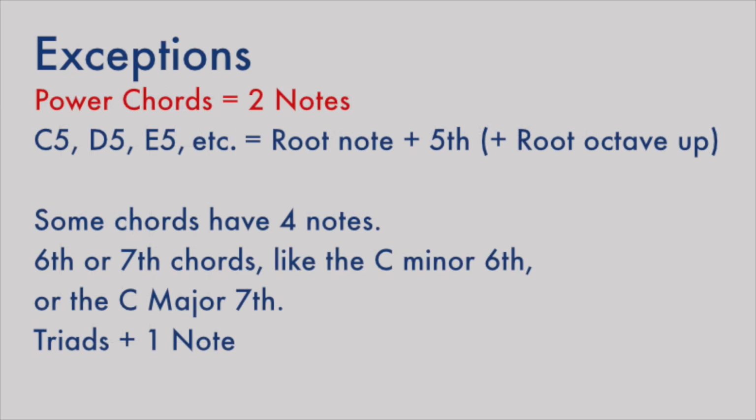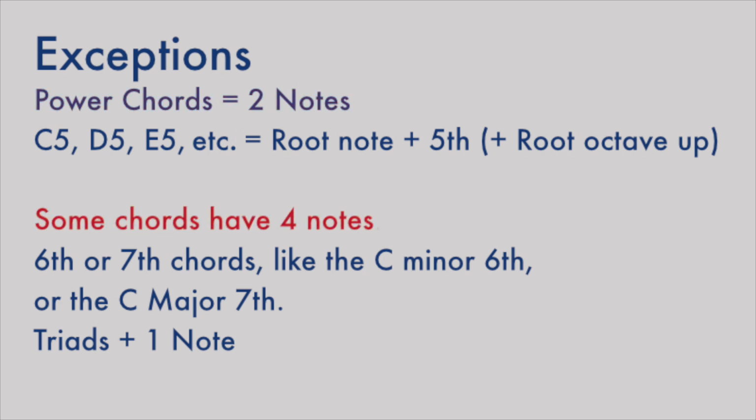As I said earlier, most chords consist of just 3 notes, but there are exceptions. Power chords, like C5, D5, E5, etc., only have 2 notes. These consist of the root note and the 5th note from the major scale. Power chords are often played with the root note, the fifth, and the root note again, but one octave higher.